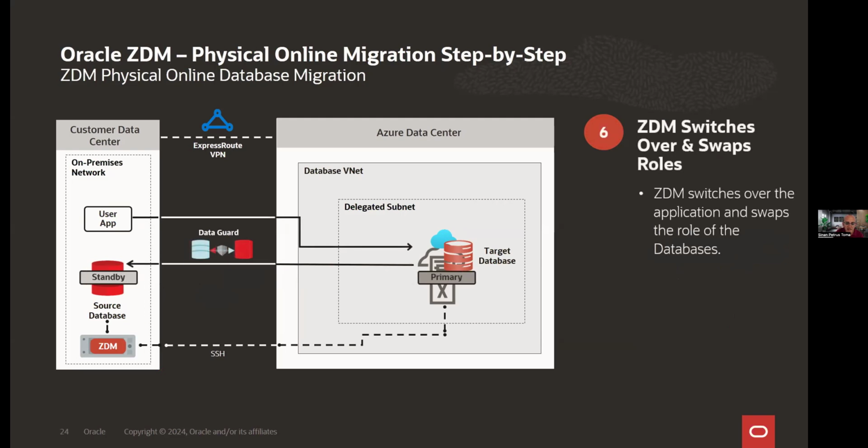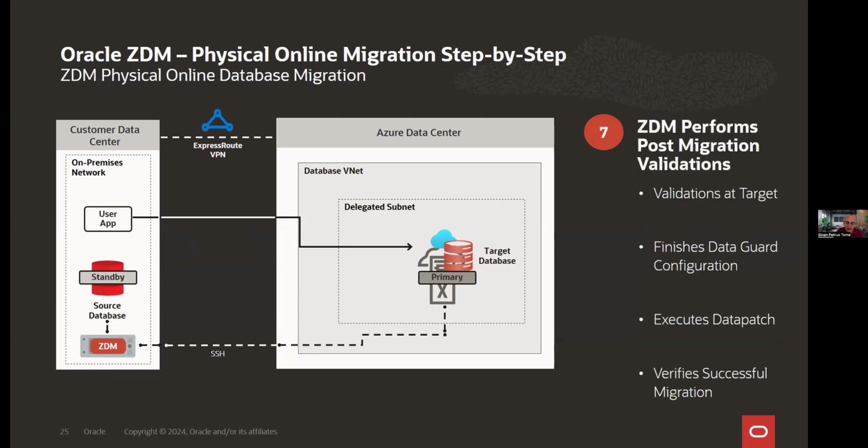And once these are synchronized and you are ready to continue the migration, you can stop the migration at this step, but you don't necessarily need to. If you want, you can stop it and then resume it at a later point in time, or you can just let it go all in one go. And then once you decide to complete the migration, ZDM will switch the roles for you. So you have your primary database in the cloud. And finally, ZDM does some validations, finishes the Data Guard configuration, and executes Data Patch if necessary.